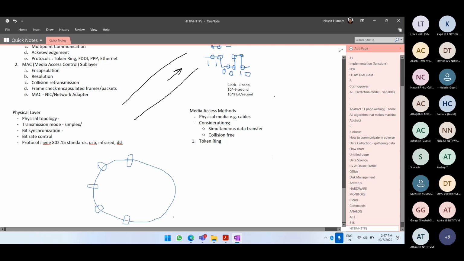I'm really bad at drawing, but still, I will try my best. So I hope you guys understood.